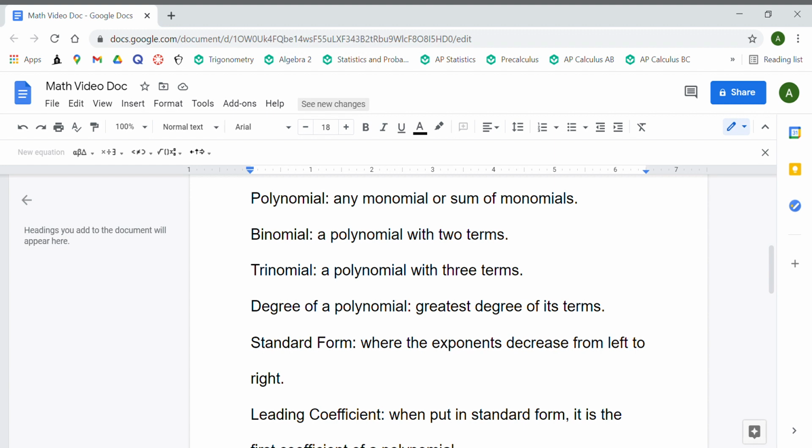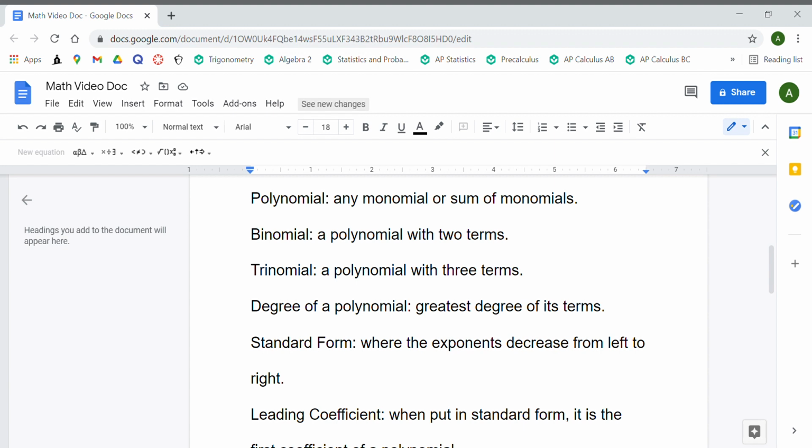Okay? And then the degree of a polynomial is where you can look at the degrees of each term, each monomial, each part of it, and whichever monomial has the greatest degree, that's your degree of the polynomial. Alright?